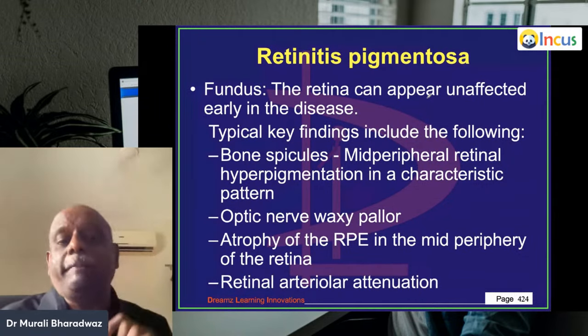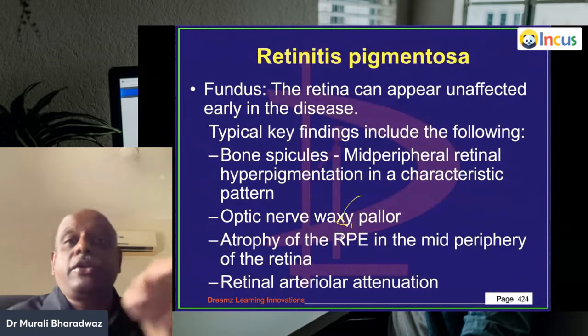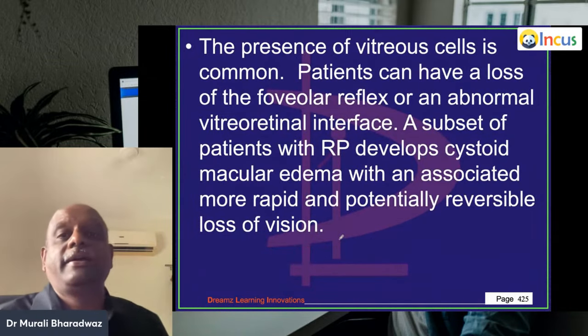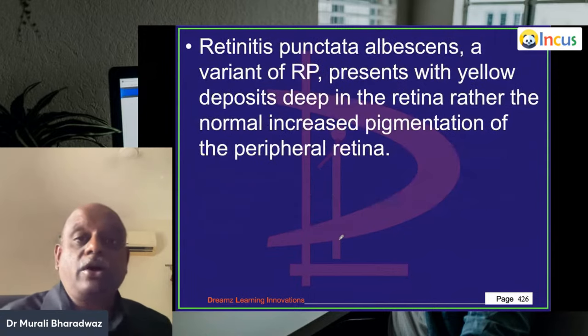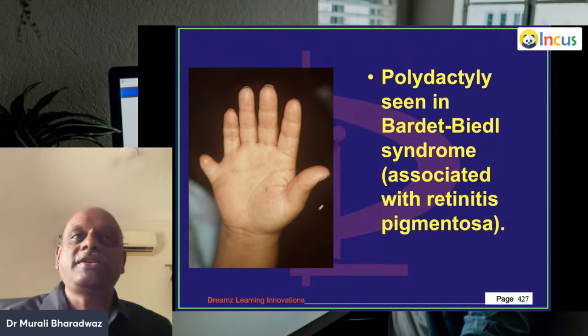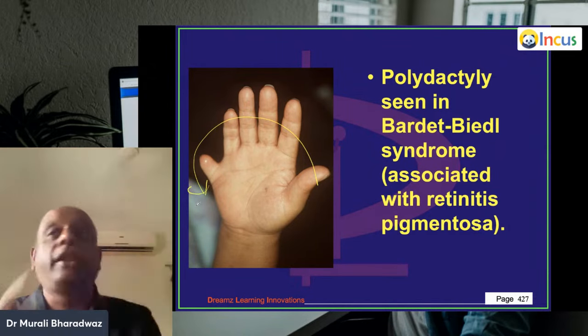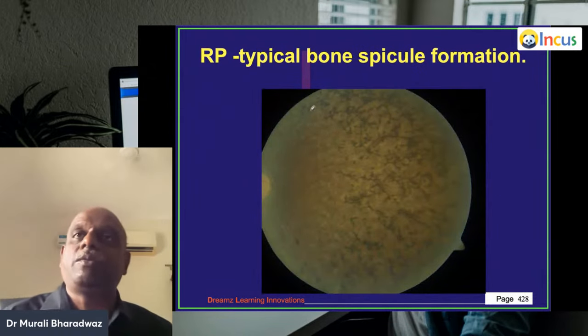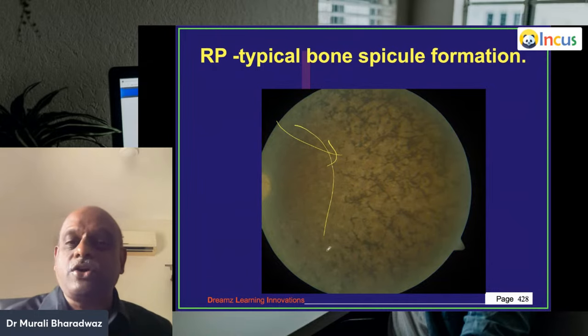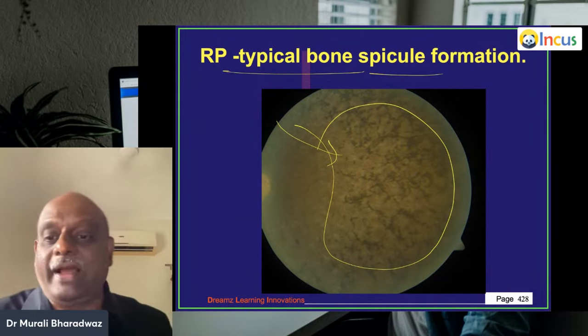Bony spicule appearance, atrophy of the retinal pigment epithelium, retinal arterioles show attenuation. They're all the features of retinitis pigmentosa. So what is this? This is polydactyly in Bardet-Biedl syndrome associated with retinitis pigmentosa. What is this, doctor? Don't forget, these are all image-based questions. Typical bony spicule appearance.